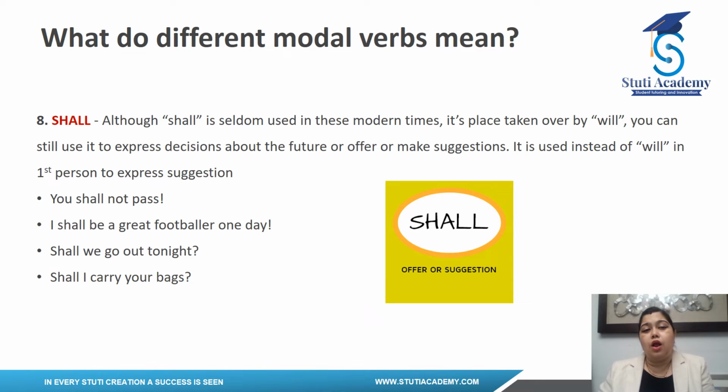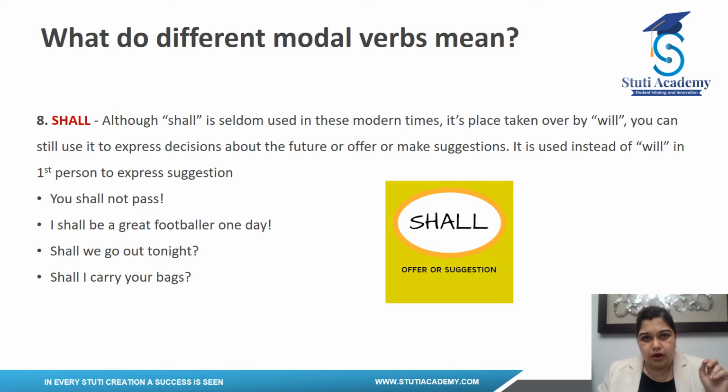Now, what's this next modal verb doing? Shall. Shall is seldom used these days. In modern times, we don't use shall much, and it's been taken over by this word will. Let's have a look at this. Now, shall is still used to express decisions about the future or to offer or make suggestions. So it is used instead of will, as I said. And now let's look at the examples here.